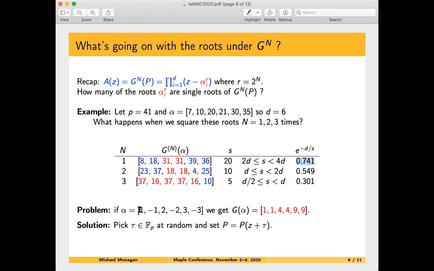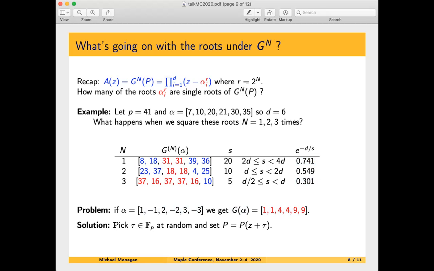The problem is the following. What if my polynomial has roots plus or minus 1, plus or minus 2, and plus or minus 3? If I apply the Graeffe transform to those roots, they are all going to square to give multiple roots. So the method won't work in that case. And the solution is written down here below.